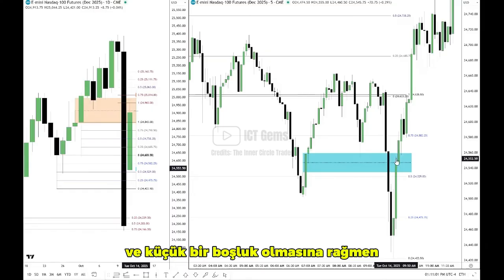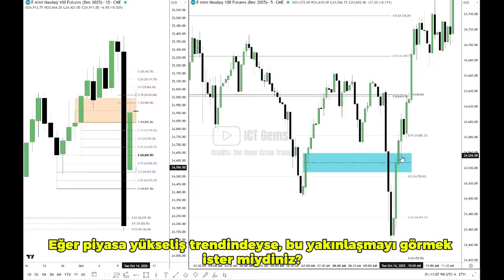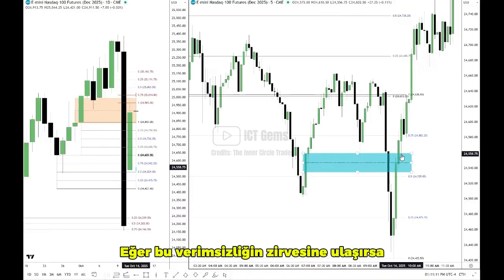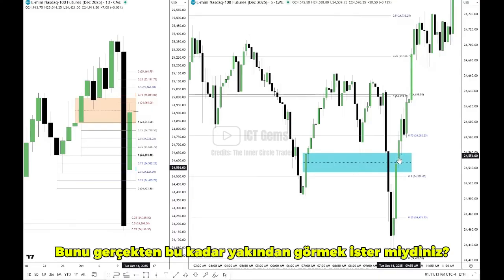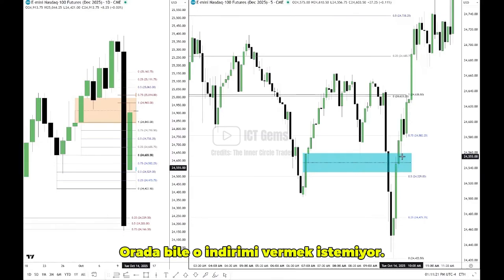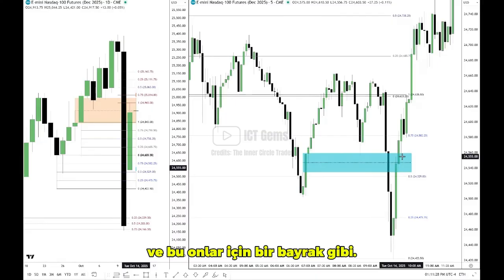And even though there's a small little gap, guess what that's telling you also? Would you want to see that close in if it's bullish? If you're bullish and you wanted to see it go higher, would you really want to see that, if it touches the high of that inefficiency, completely close in? No, you wouldn't. Why? Because it's indicating that it doesn't even want to give that discount there either. And that's exactly what I call a signature. Smart money sees that and it's like a flag to them. It's like a big alert.